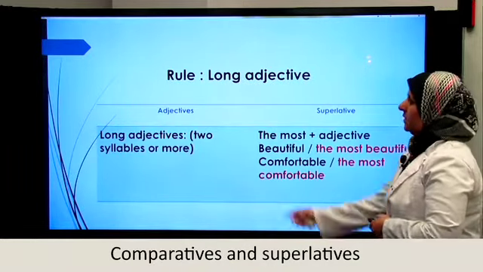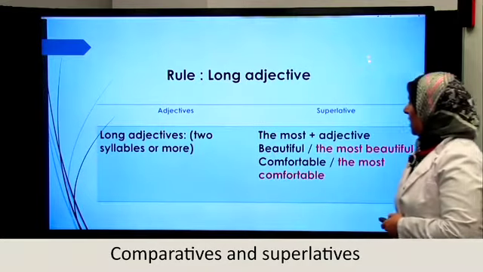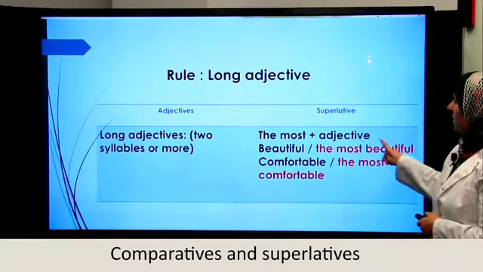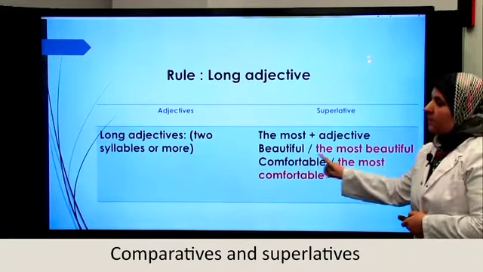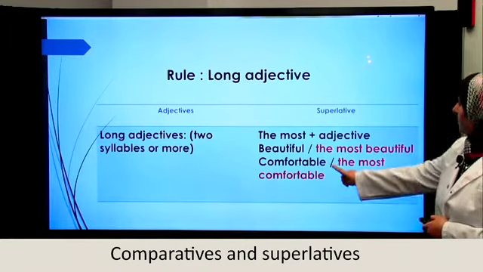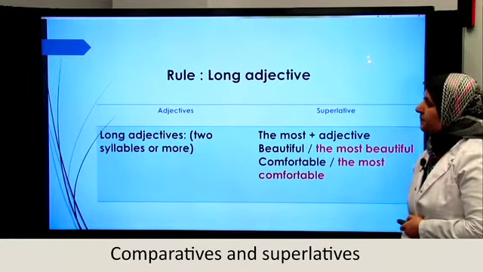Long adjectives, meaning we have two syllables or more, we use the most plus adjective. Example, beautiful, the most beautiful. Comfortable, the most comfortable.